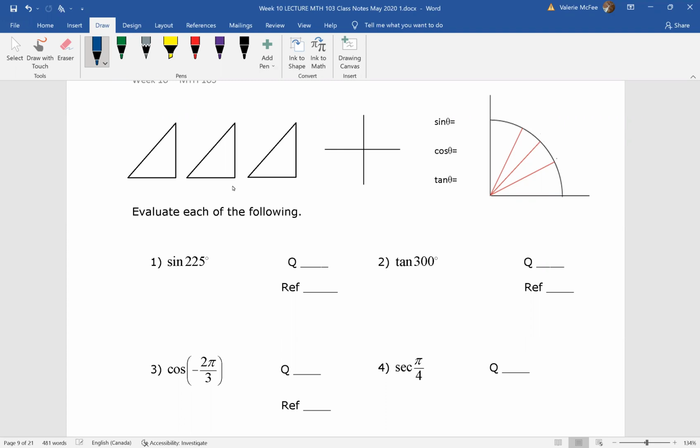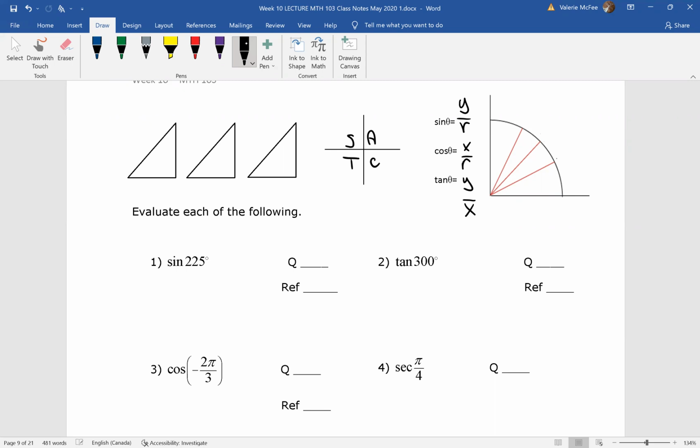I'm going to use the triangles. You can use whatever you like. I like to remember my ratios. I like to fill in the CAST rule. And then I'll use what I need, 225 degrees.